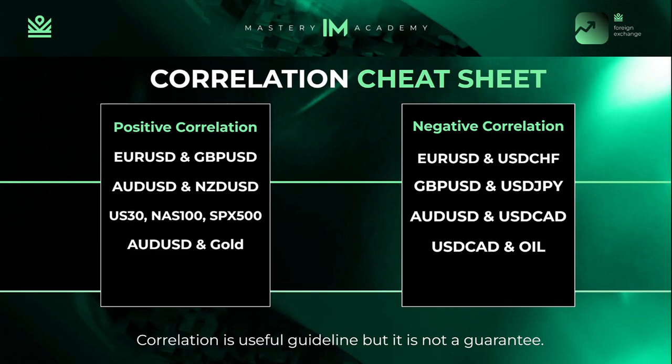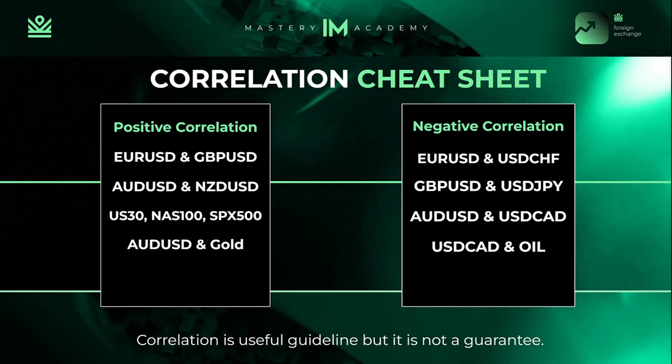For some positive correlations, or markets that generally are going to move together, we have currency pairs like Euro USD and GBP USD, the AUD and the NZD USD, indices such as the US 30, NAS 100, and S&P, or we can even see a positive correlation at times between a commodity such as gold, and if we see the gold price rising, we may also expect that the price on AUD USD could go up as well.